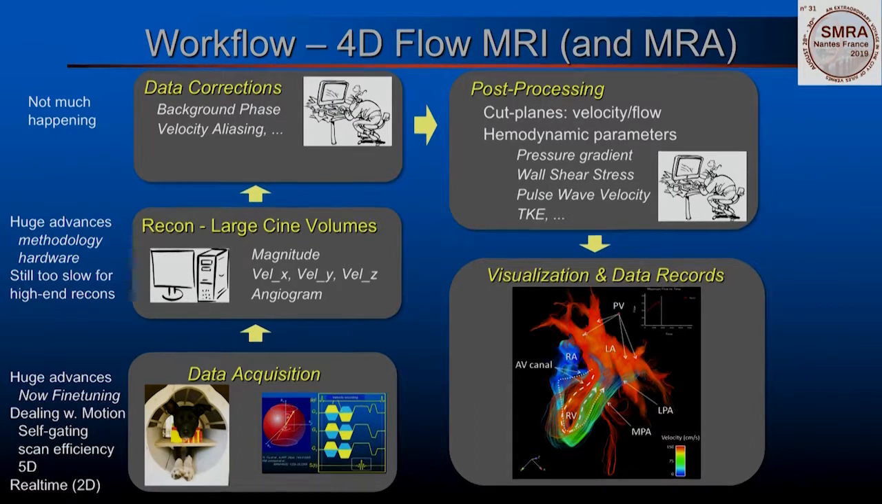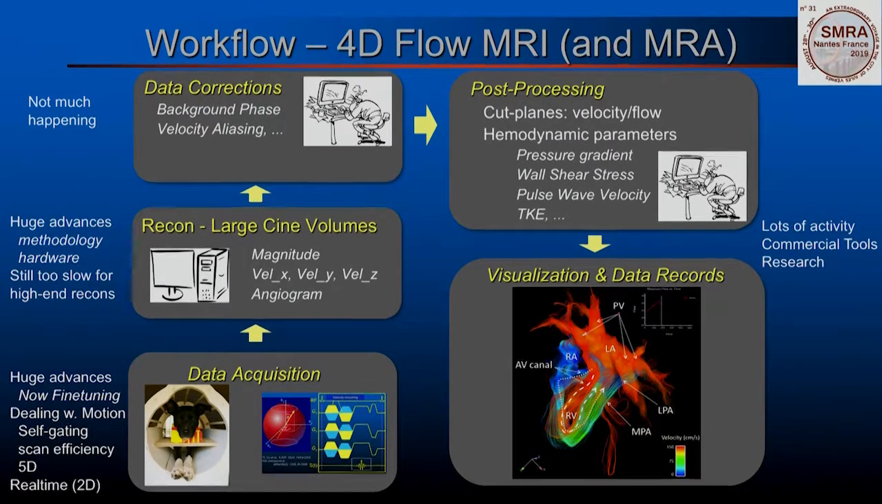Data corrections, a little pessimistic of me: I don't think there's so much happening, unfortunately. There is one presentation coming in this session about background phase correction. I think that's an area that's a little underserved, where more could be done, because we're still facing, especially in 4D flow, some of the issues that came up in questions previously: background phase correction, and velocity aliasing in low velocity regions along the vessel wall, that deserve our attention.